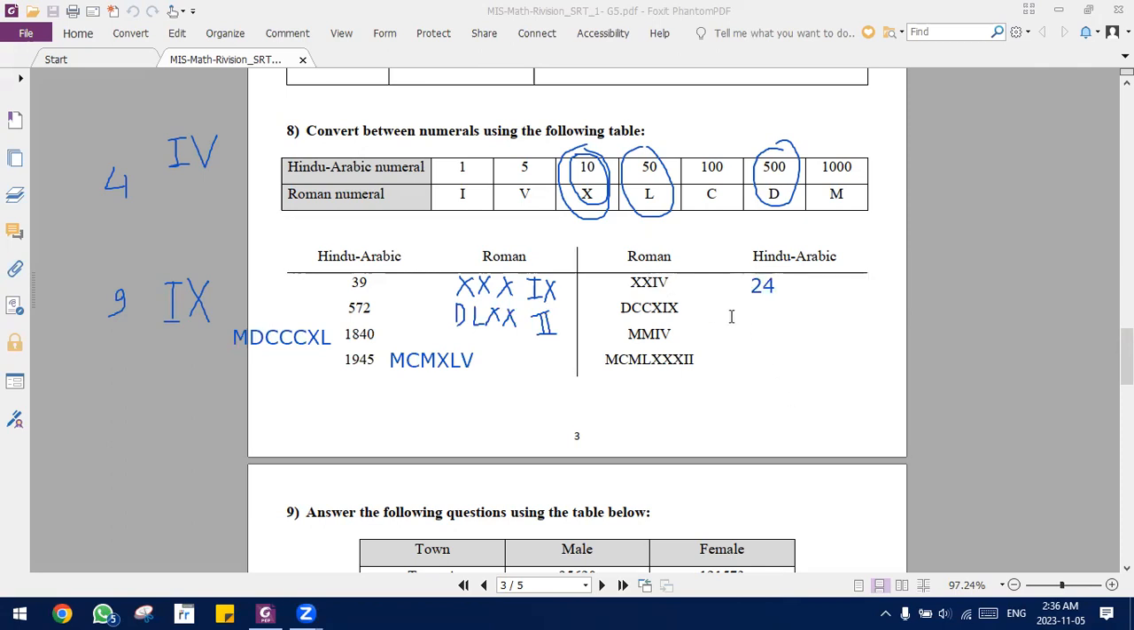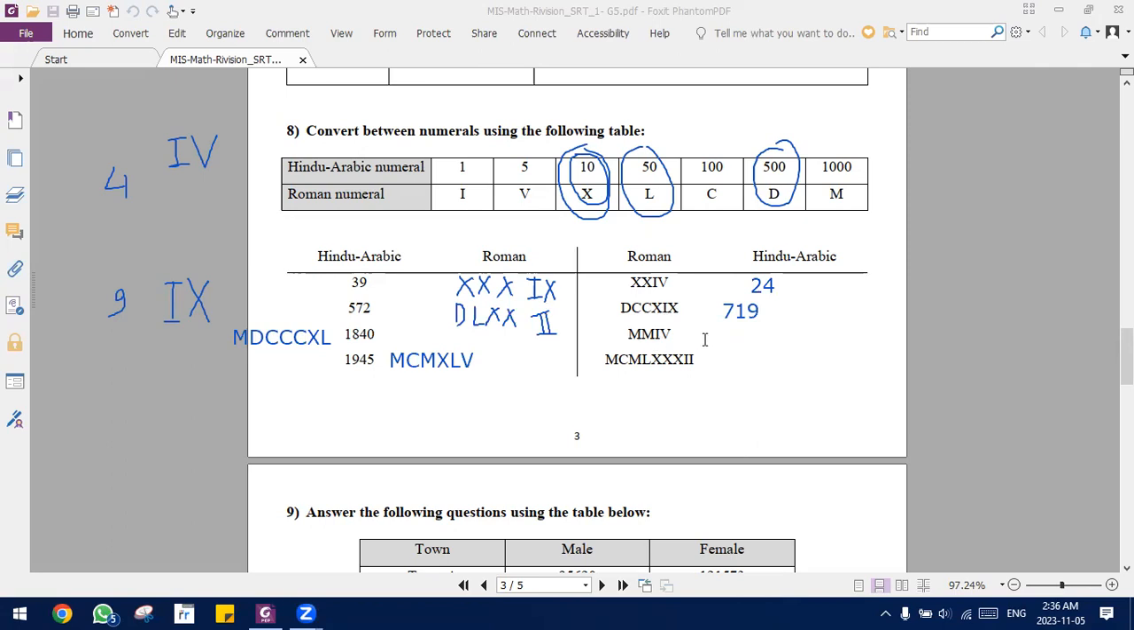So this is 24. Next one, we have D, C, C. So D is 500. C is 100. We have two of them, which is 200. So 500 and 200 is 700. Then X is 10. Then I have IX. It's just like 110, which means this is minus. 10 minus 1 is 9. So 719.